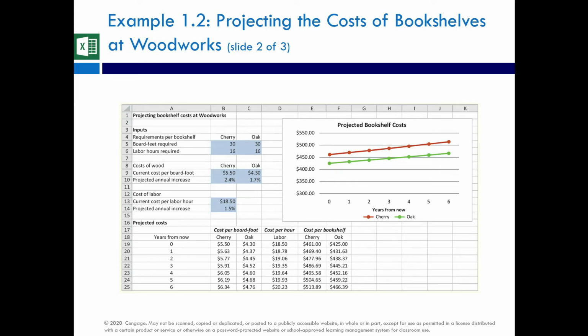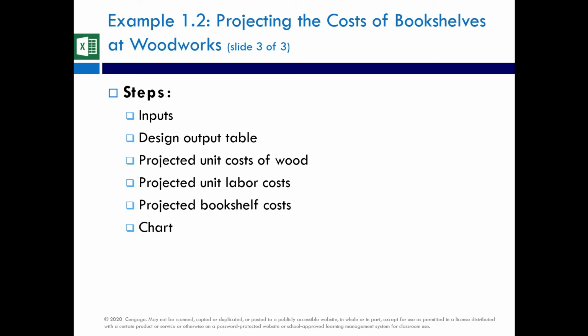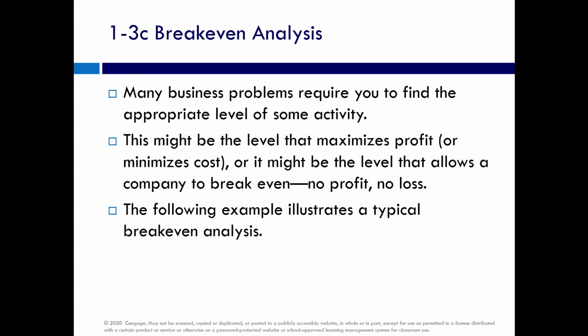So as you can see, we have the chart going up from 400 to 460,000 or whatever the case may be, but this is how it looks. Simple chart. Here are our data points, and it allows us to see what's happening and how much it's going to cost. Some steps: input, design, output, project unit cost of wood, project unit labor, and project that in the chart.